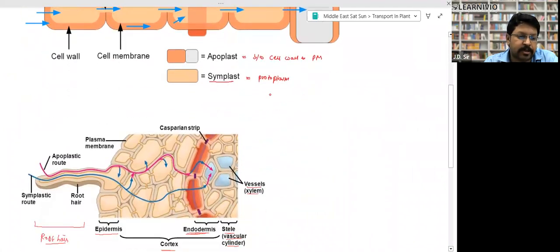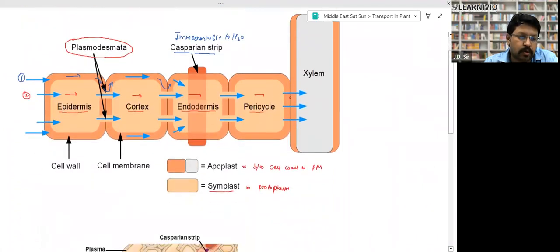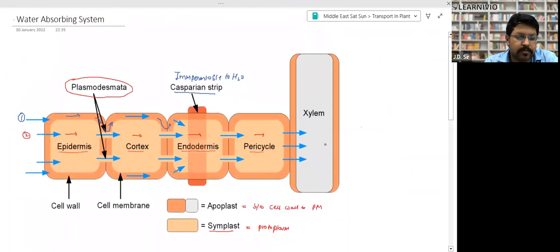Water absorbing system, right? So apoplastic and symplastic pathway. Physiology is very important. You will get at least 10 questions from the plant physiology part. Means the weightage is 40 marks. And you will get again 10 questions from the animal physiology as well. The number of chapters in plant physiology is lesser, right?